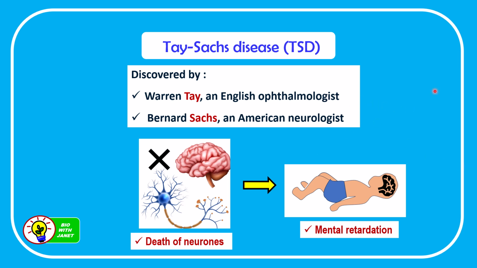So lastly, we are going to discuss the Tay-Sachs disease, short form TSD. This disease involves the failure of lysosomes to carry out their function, and this causes death of neurons in the brain and spinal cord, and it leads to mental retardation in a child, and also stunted physical growth. This disease was discovered by two people, namely Warren Tay, an English ophthalmologist, and Bernard Sachs, an American neurologist. Let's find out more.